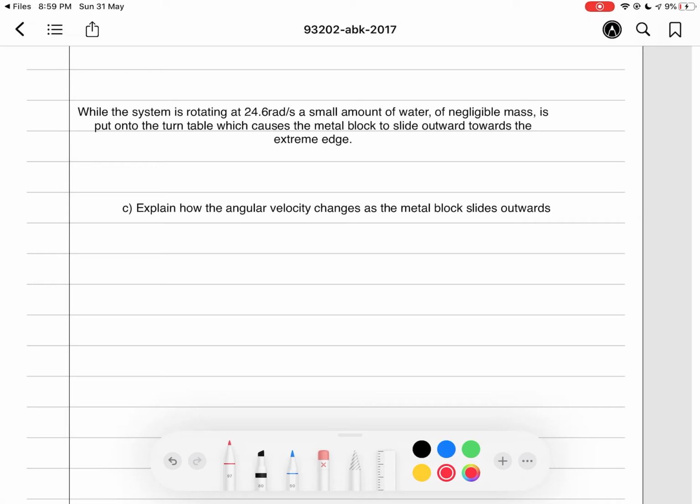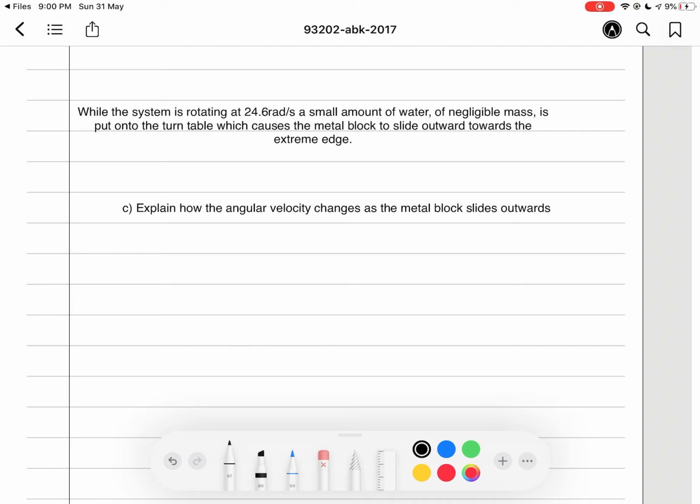Question C tells us to explain how the angular velocity changes as the metal block slides outwards. This is actually a very common NCEA question. As the metal block slides outwards, the center of mass of the system gets closer to the extreme edge of the turntable. The center of rotation is the center of the turntable, so the distance between the center of mass and the center of rotation is increasing.